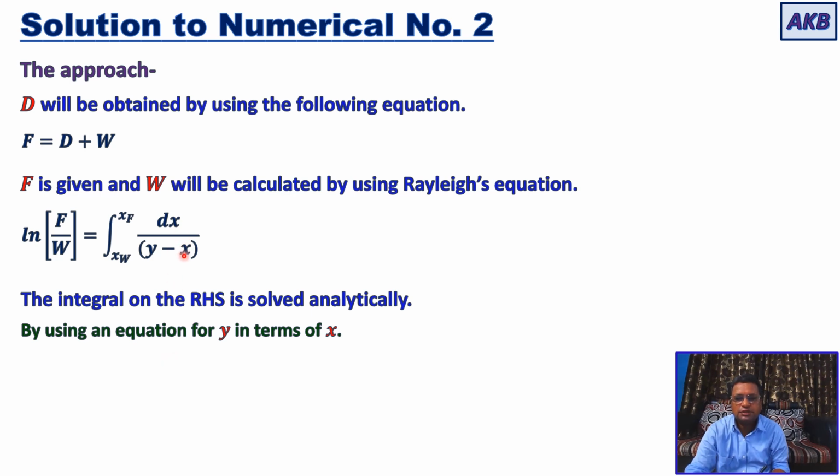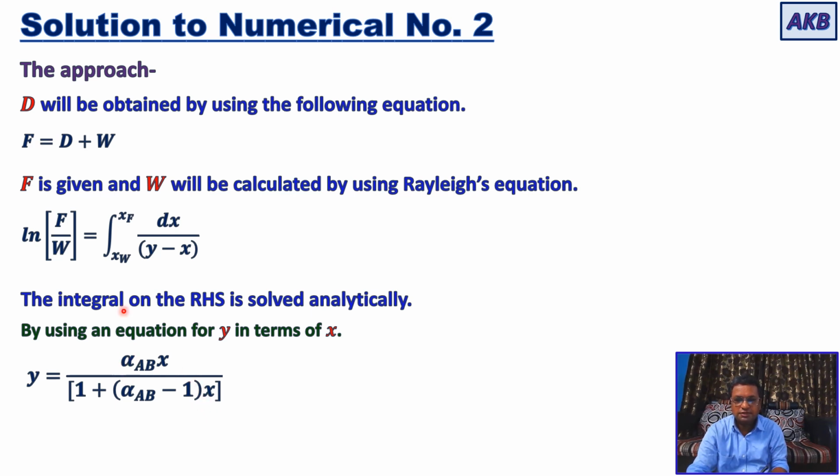In order to solve this analytically, we need to know the equation for y in terms of x. The integral on the RHS is solved analytically by using an equation for y in terms of x. What is that equation? The equation is known to us. The equation is y is equal to alpha_ab x divided by 1 plus (alpha_ab minus 1) into x.